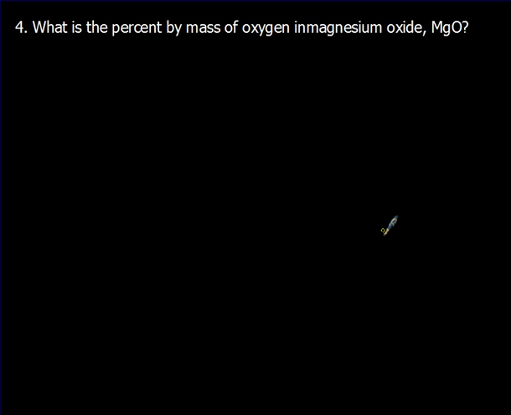Next, what is the percent by mass of oxygen in magnesium oxide? Let me just fix this here. Okay, there we go. So first, we've got to find the mass of this whole formula, and then we've got to find the mass of just the oxygen. Thankfully, there's only one. And then we're going to find the percentage from that.